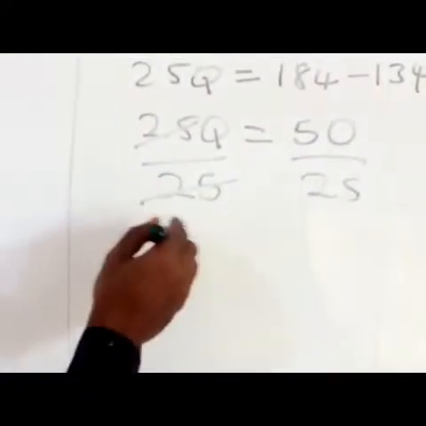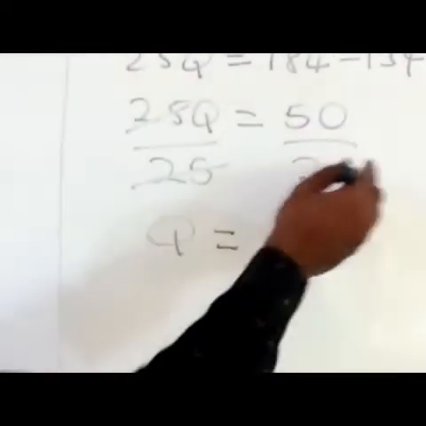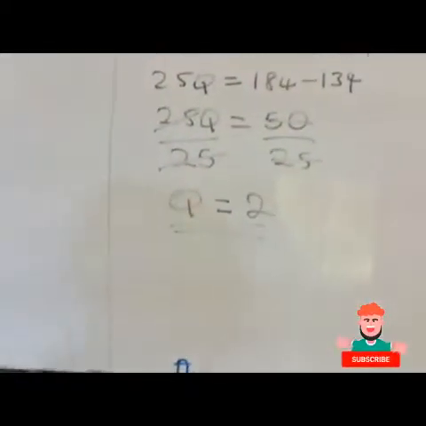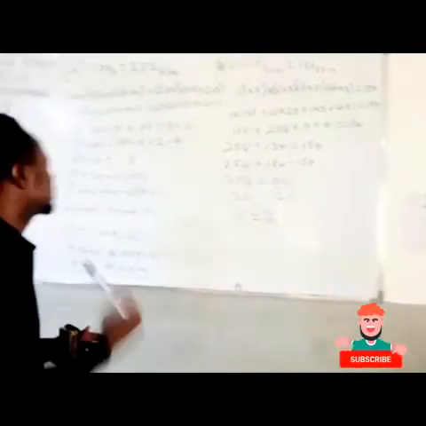So 25 here we cancel. So q here is what? This one can go 2. So the value for q here is 2. Now let's take a look at the last question here. The last one.